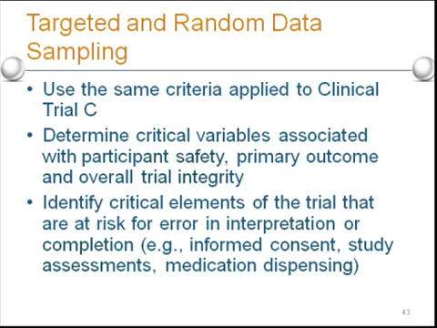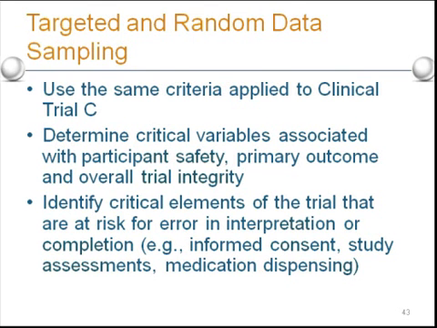We started off by looking specifically at the risks of that trial, specifically at the risks within each site, and then we decided that we could adapt along the way based on the phase of the trial and the issues that we identified throughout the conduct of the trial. We'll determine some critical variables associated with participant safety primarily, and then with the outcome and overall trial integrity.